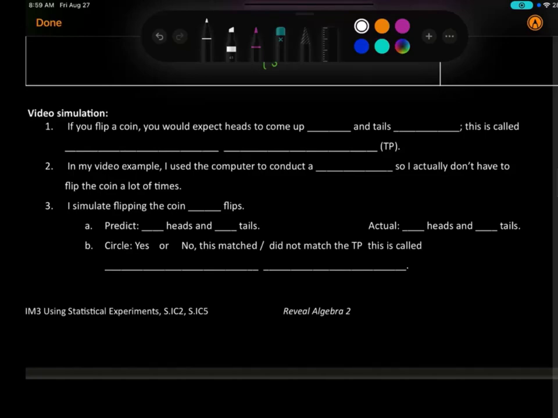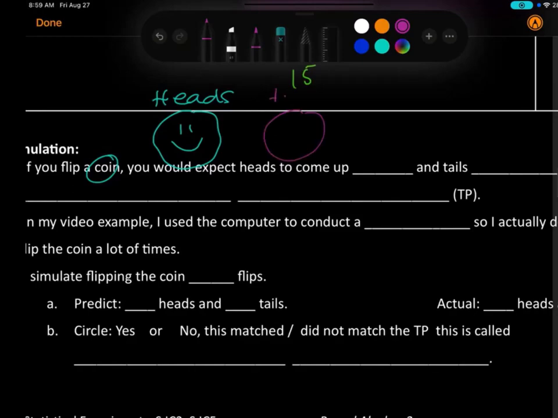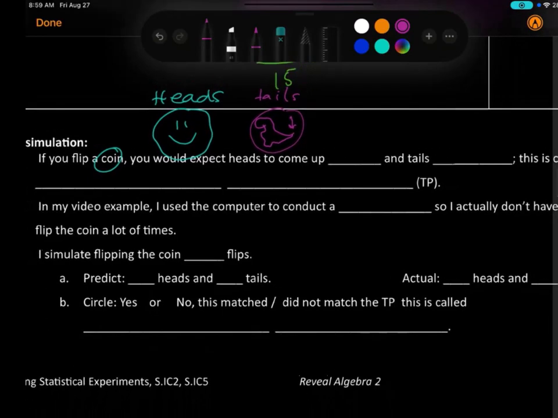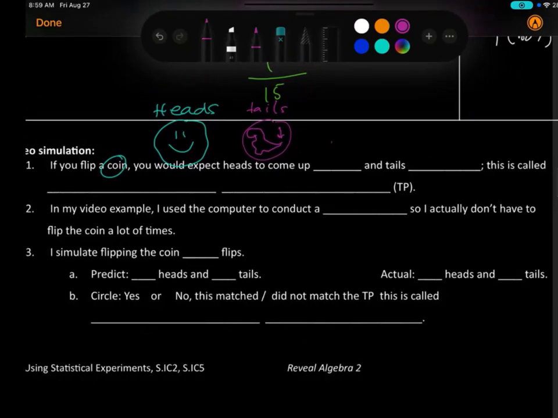If you flip a coin, so you have heads, and then you have what? Tails, they call it. My kids have been drawing dinosaurs, so tail. And you would expect heads to come up 1/2 of the time. Whoops, we did heads in light blue. And then tails would come up 1/2 of the time.